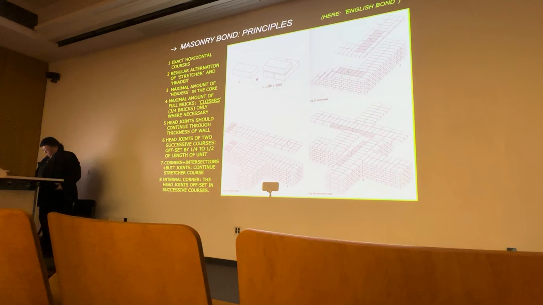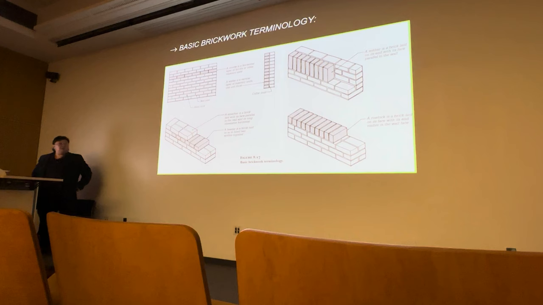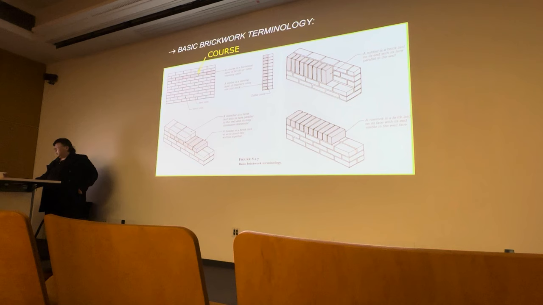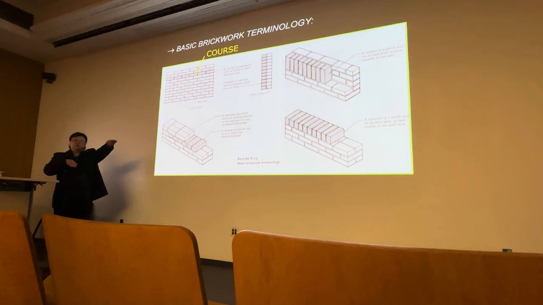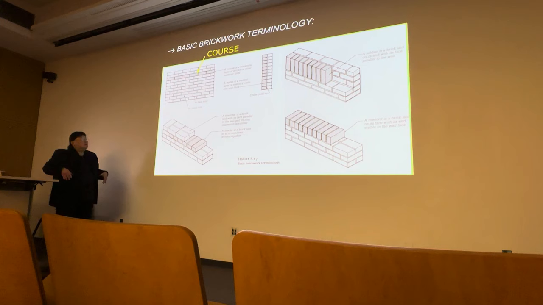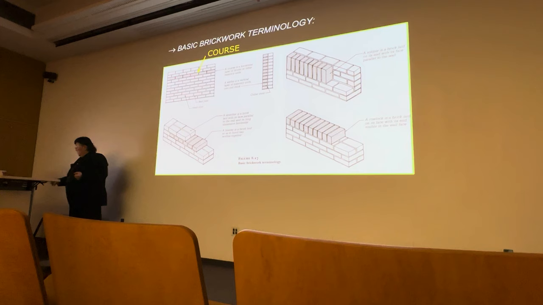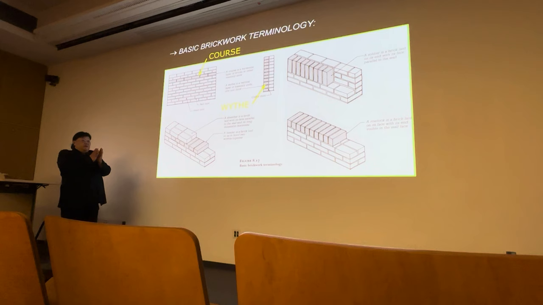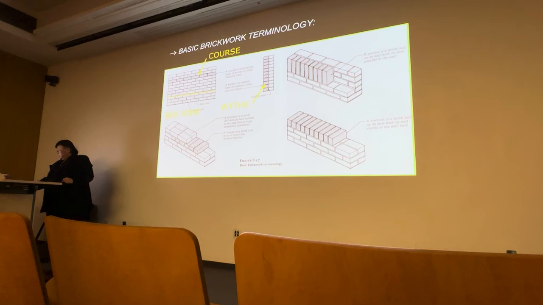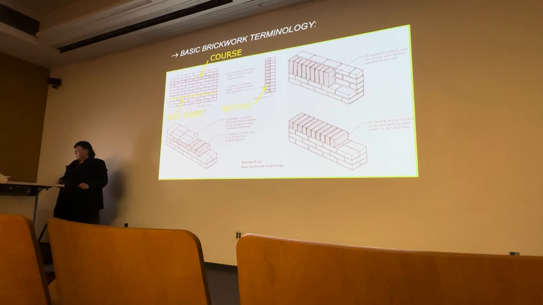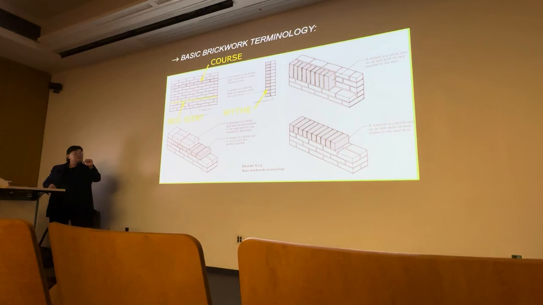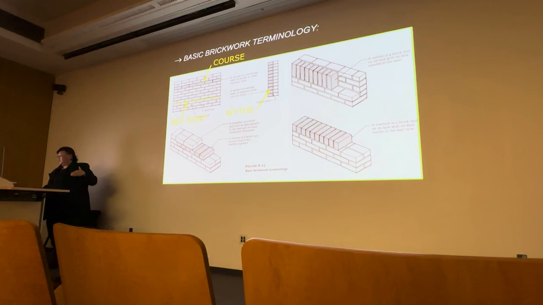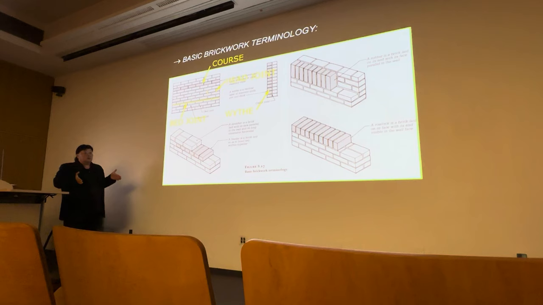So the basic brickwork terminology: first of all, we have the course. The course needs to be horizontal, keeping in mind, not crooked, not tilted, not stepping. Any variation actually weakens the brickwork. The width is two courses of brick, and you leave a space in between. Bed joint: make sure the bed joint has enough mortar, so it will join each course of the brick courses. And each head joint, which is the vertical part, needs to be closely spaced and consistently spaced.